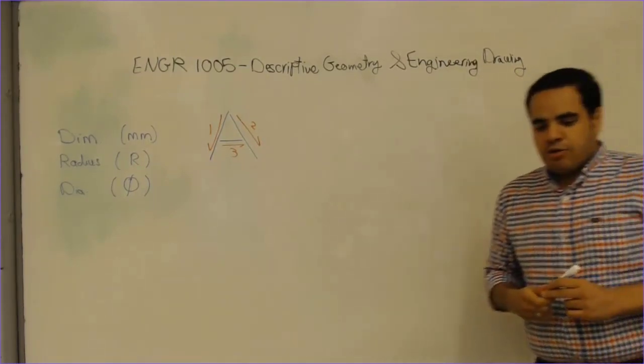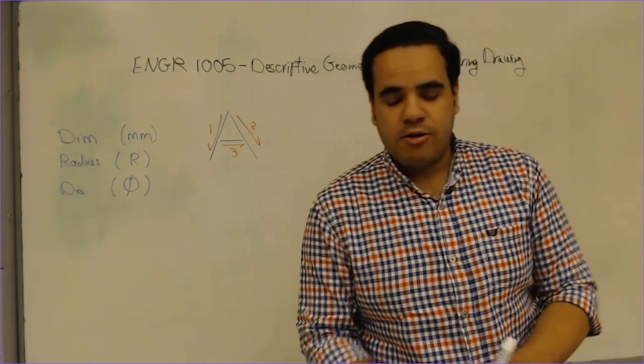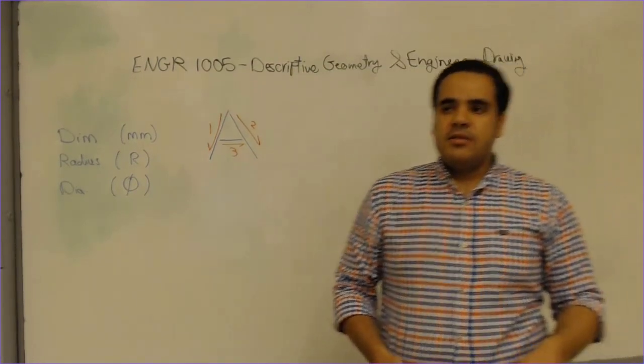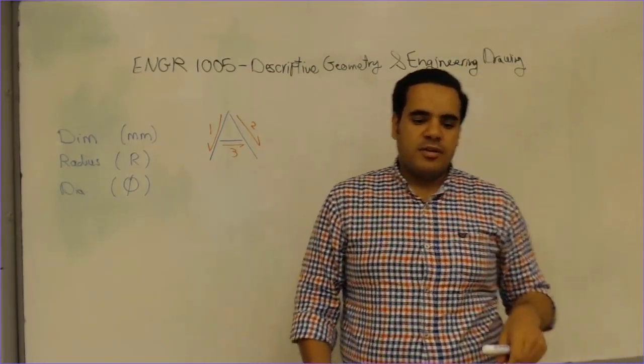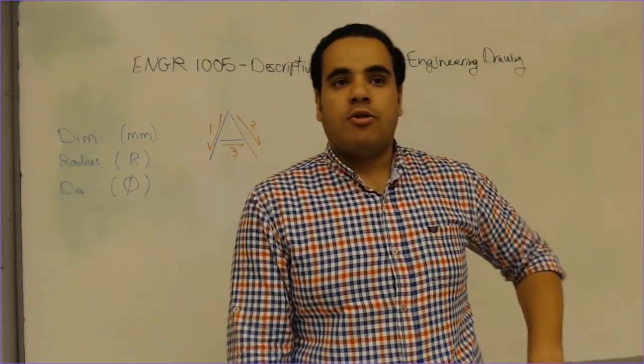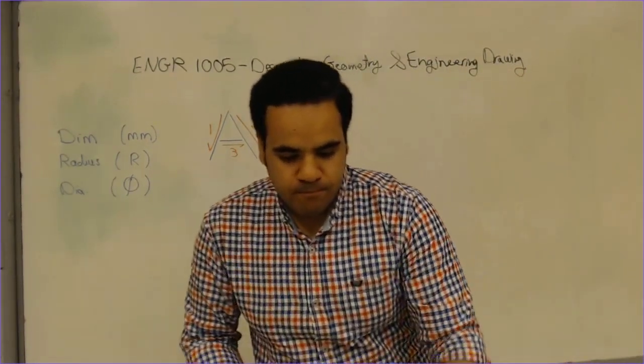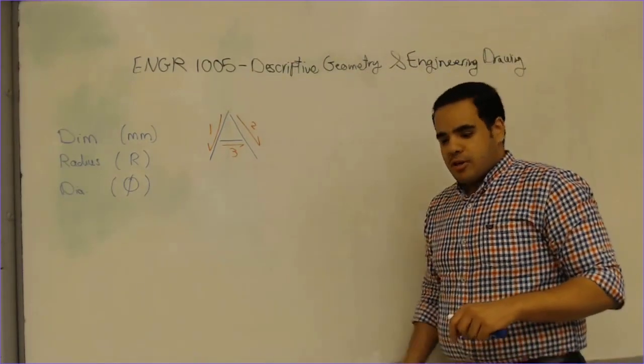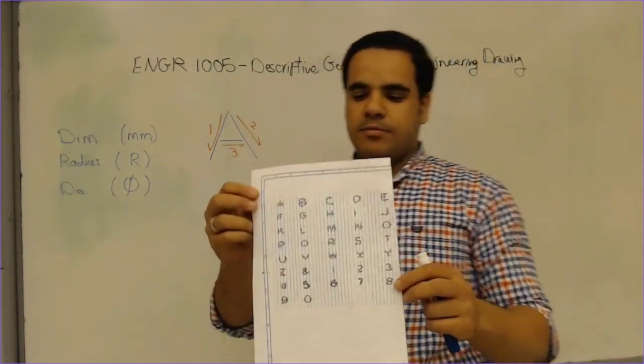Okay. Today's class, or our first class, is going to be about alphabets of lines as the first section, and the second section is going to be about geometric construction. So first, we are going to start with letters.